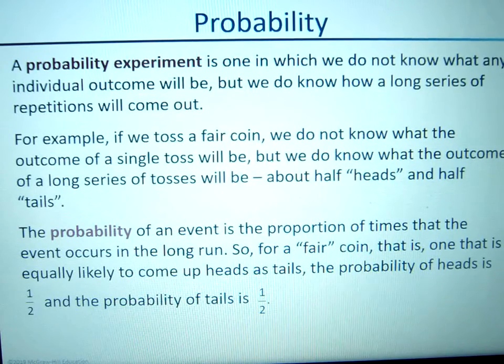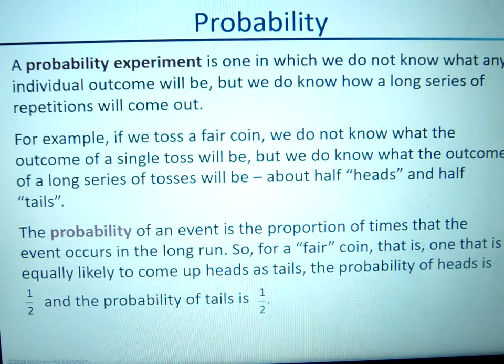A probability experiment is one in which we do not know what the individual outcome will be, but we know what a long series of repetitions might come out to. For example, and this is the most famous example, if you toss a fair coin, you don't know what the outcome of a single toss would be, but you do know that if you did it about 1,000,000 times, about half would be heads and half would be tails.